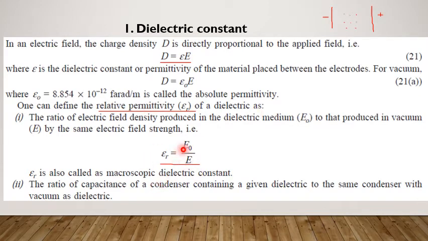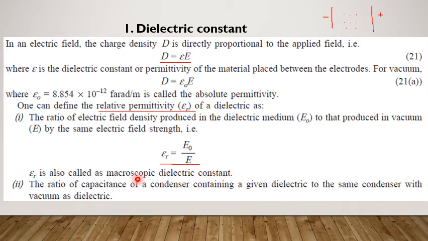Relative permittivity is the ratio between two things, E naught and E. E naught is the field density produced in dielectric medium, and E is the field density produced in vacuum by the same electric field strength. Er is also called the macroscopic dielectric constant.